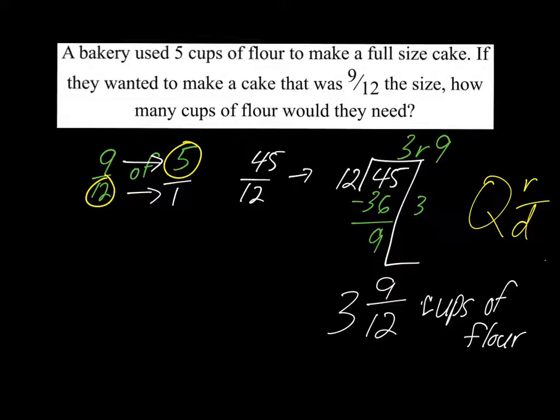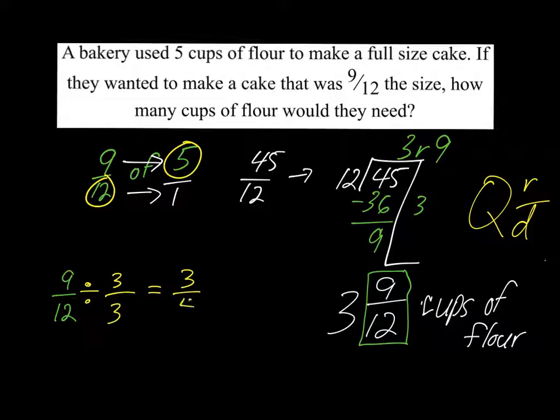And we could actually do a little work on this 9/12. We write that over here, 9/12. I can simplify 9/12. 2 won't go into them, but I do know that I can divide by 3s. That leaves me with 3/4, so I can tweak this to 3 3/4 cups of flour.